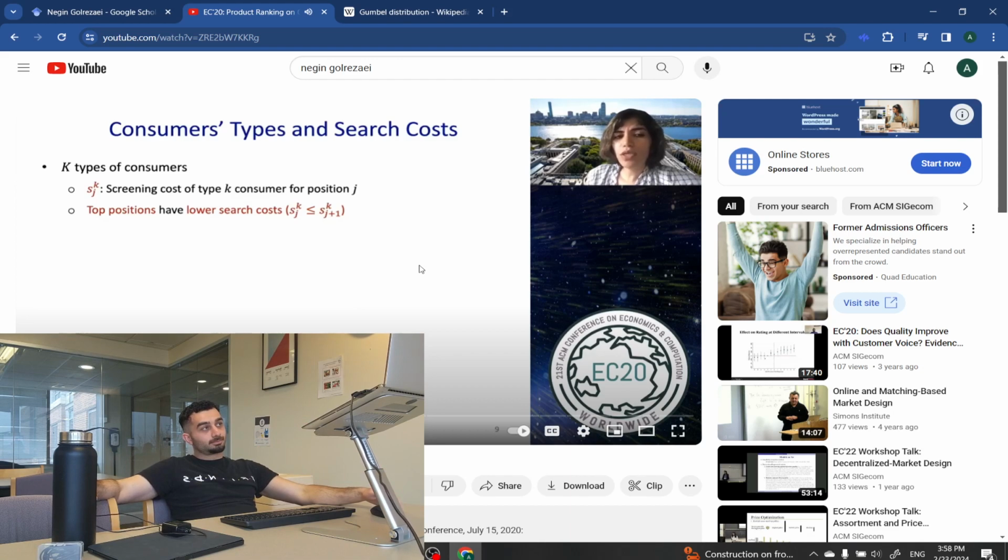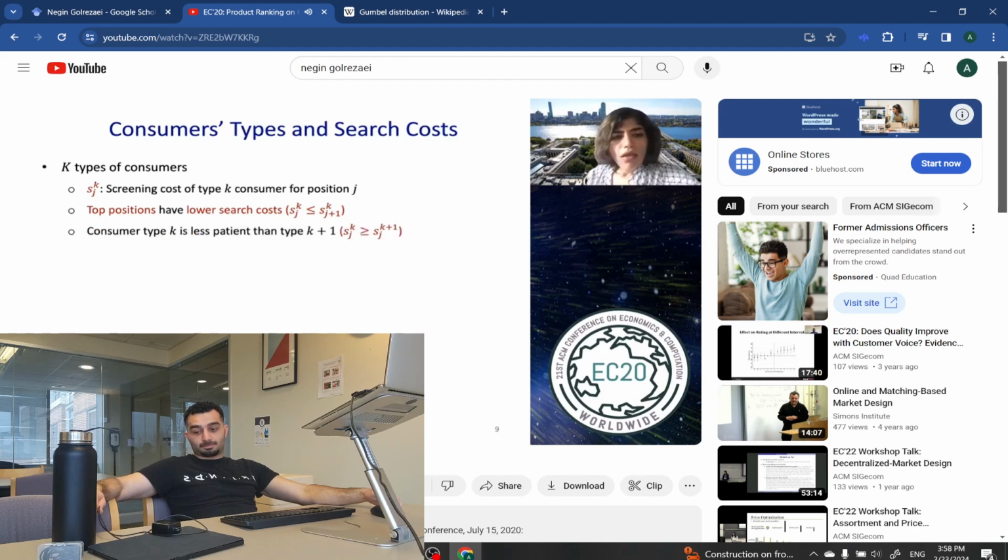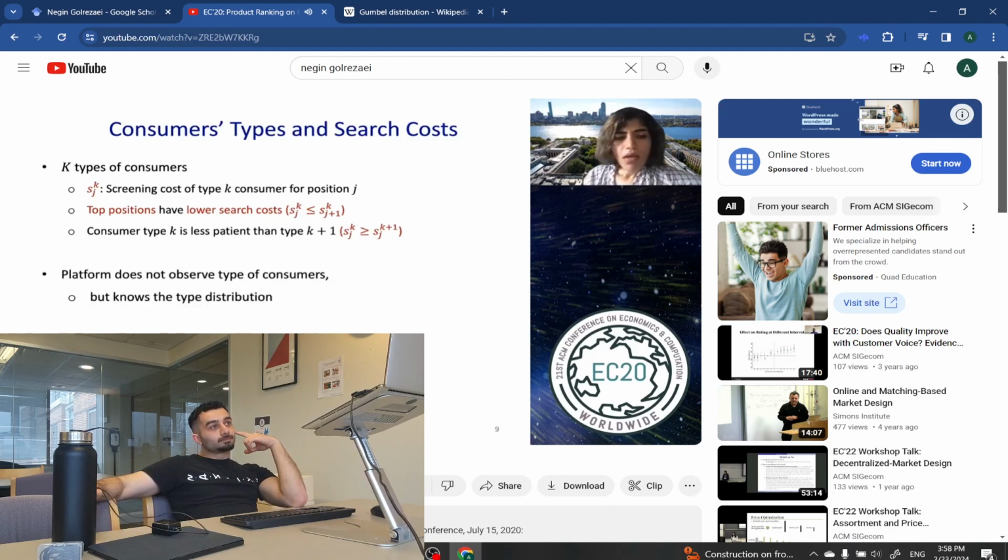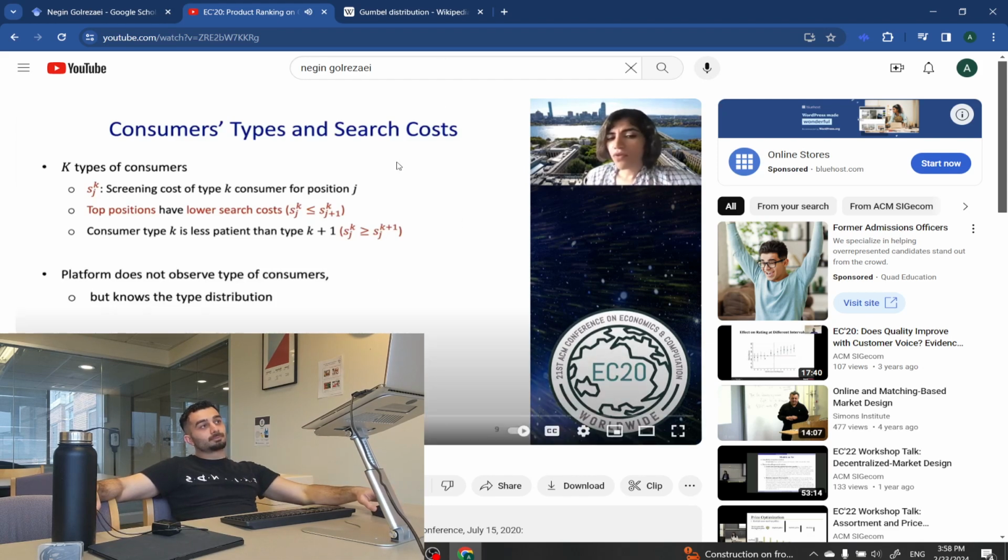This assumption is also in line with the marketing literature, which uses data to estimate these search costs. Another assumption we make is that consumers of type K are less patient than consumers of type K plus 1. What is important here is that the platform does not observe the consumer's type.